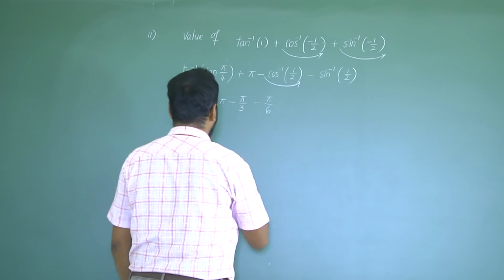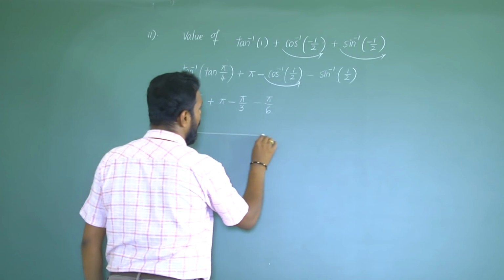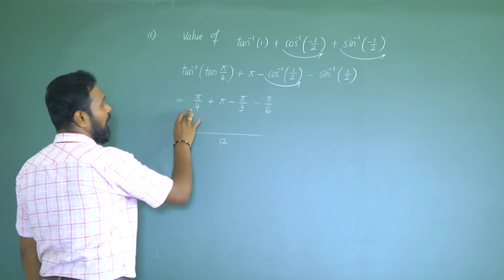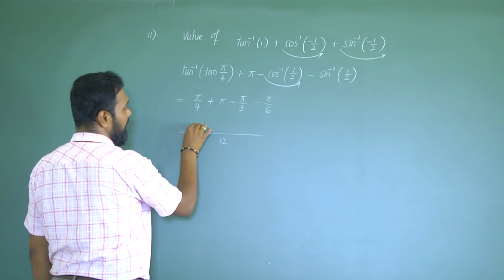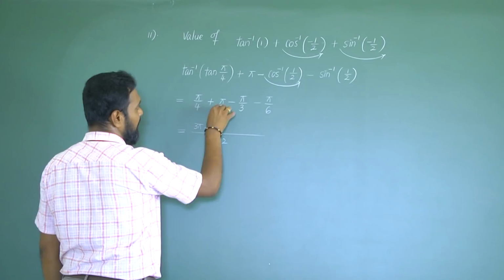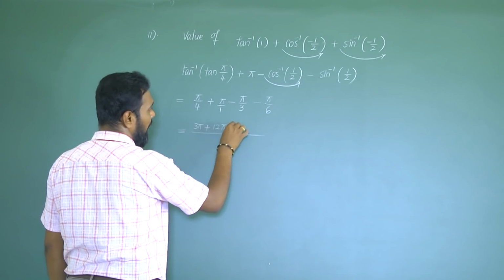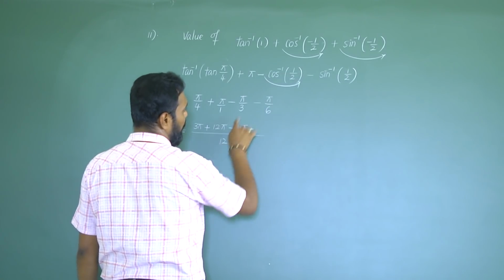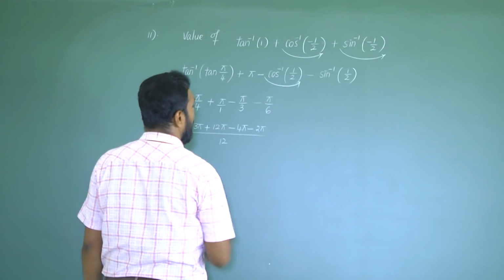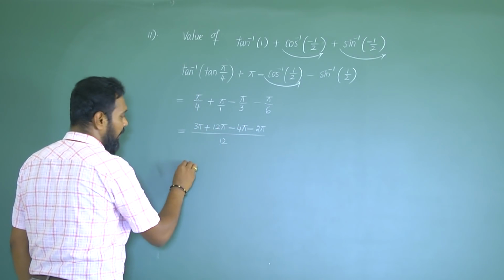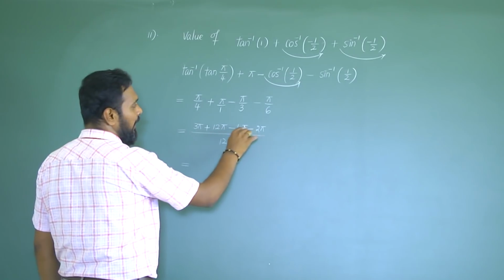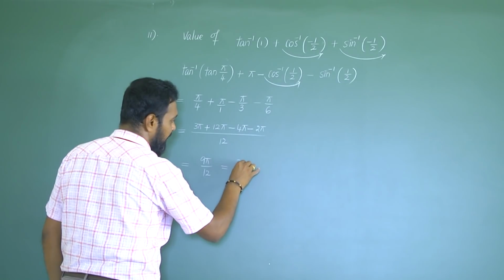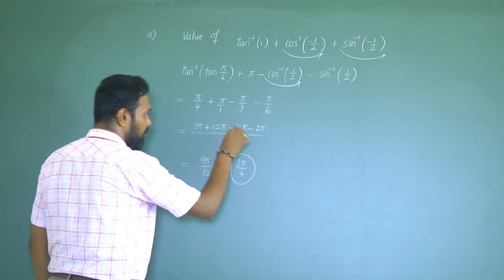If we take the LCM of 4, 3, 6, the LCM is 12. First 4 into 3, that is 3 pi, plus 12 pi, minus 3 4s are 4 pi, minus 6 2s are 2 pi. That equals, if you simplify 3 plus 12, 15 minus 6, 9 pi by 12. On simplification it is 3 pi by 4, which is the answer.